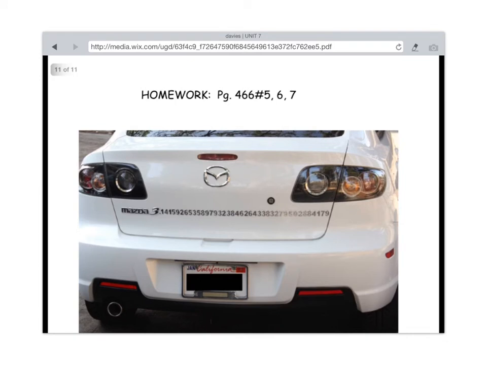So those examples that we have talked about today should help you to finish off the rest of today's homework, which is page 466, number 5, 6, and 7.